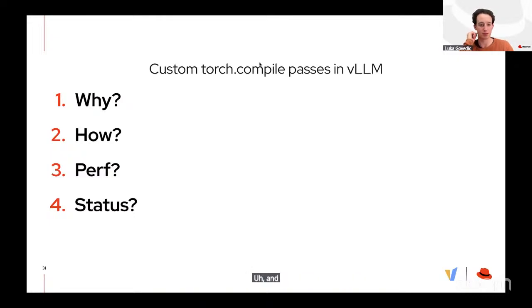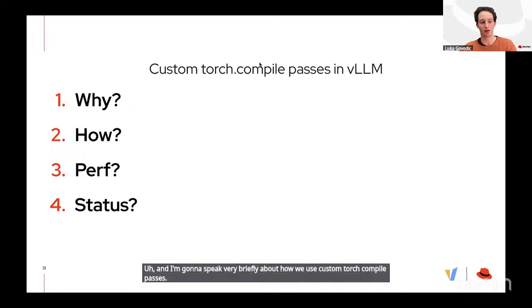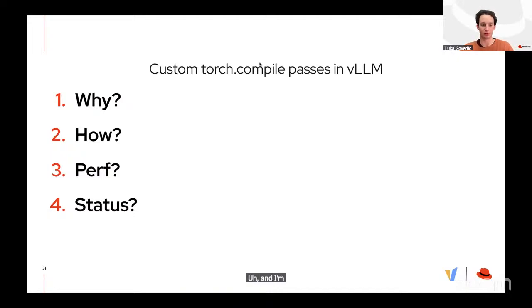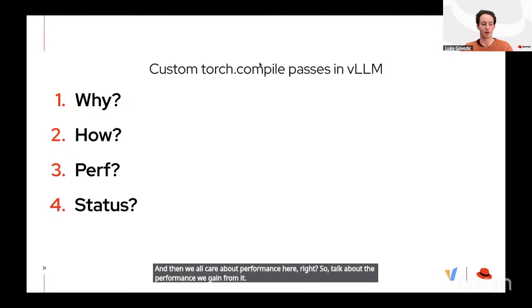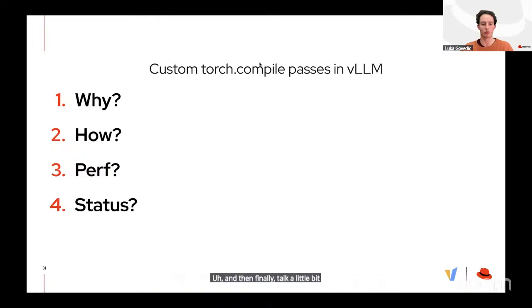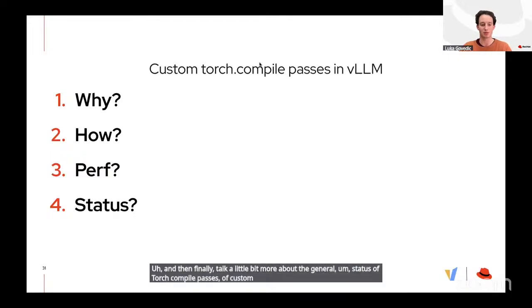Thanks Richard for the great overview of Torch Compile and how we use it in vLLM. And I'm going to speak very briefly about how we use custom Torch Compile passes. I'm not going to dive really deep, so I just want to give a quick overview first. I'm going to talk about why we use custom Torch Compile passes. Then I'll talk a little bit about how we implemented them and how they work. And then we all care about performance here, right? So I'll talk about the performance we gain from it. And then finally, talk a little bit more about the general status of custom torch compile passes in vLLM.